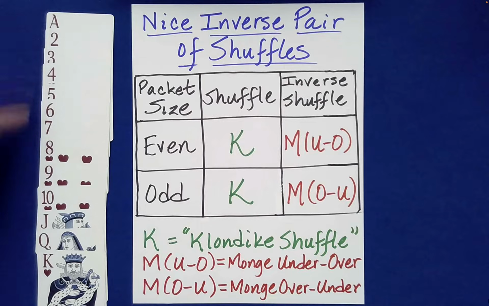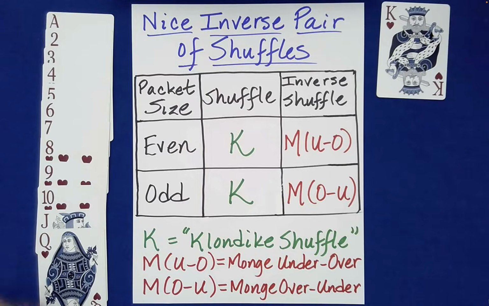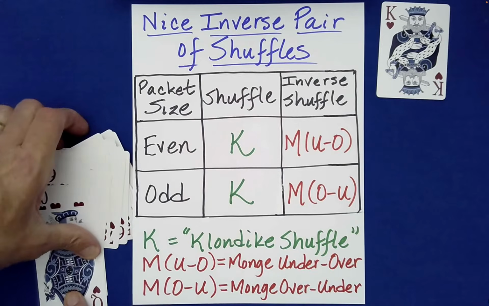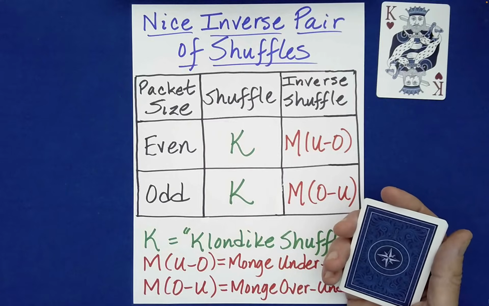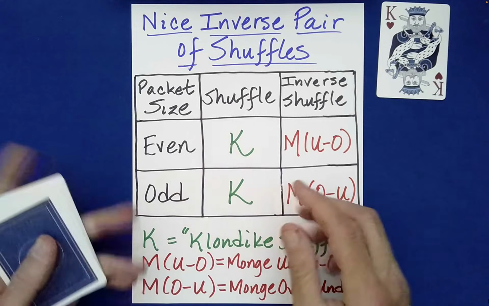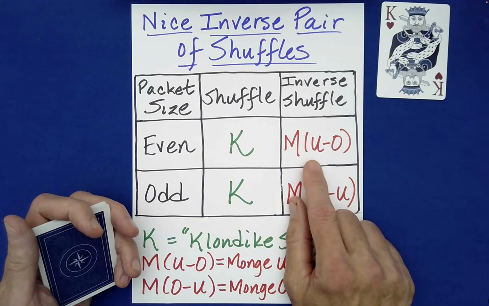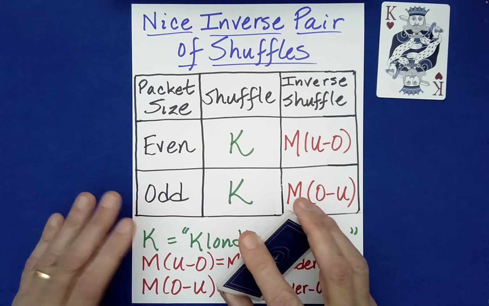I have ace through king, which is 13 cards, so I'll just set the king aside for now. So now I have the ace through queen, 12 cards. The claim here is that if I perform the Klondike Shuffle followed by the Monge under-over, it resets the packet to its initial order.